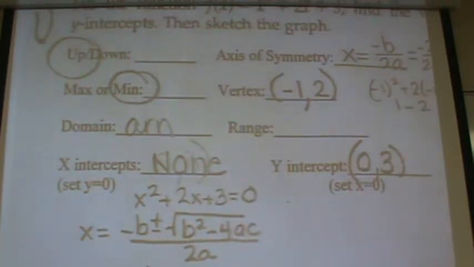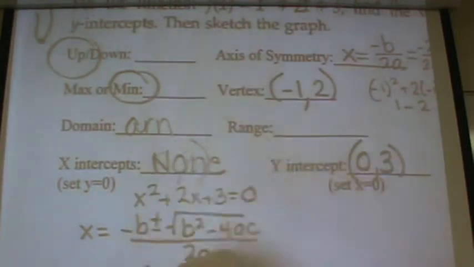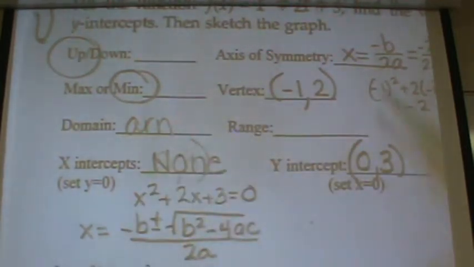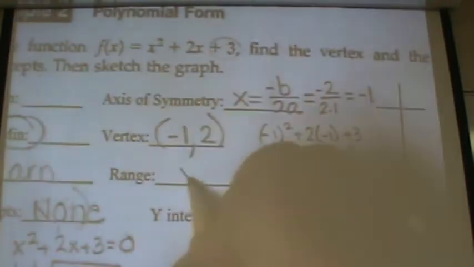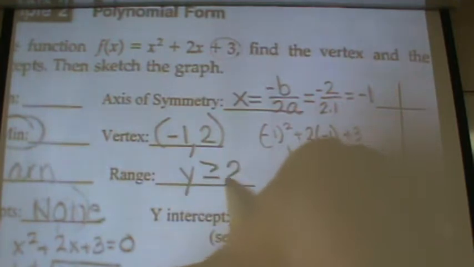Any other way you could find the x-intercepts? How about complete the square? Do you remember how to complete the square? You swing 3 over, half of 2, square it. You're going to find out that you're going to get a negative when you take the square root. So there are no x-intercepts. But can you tell me what the range is on this? Greater than or equal to 2. Yep, y is greater than or equal to 2.